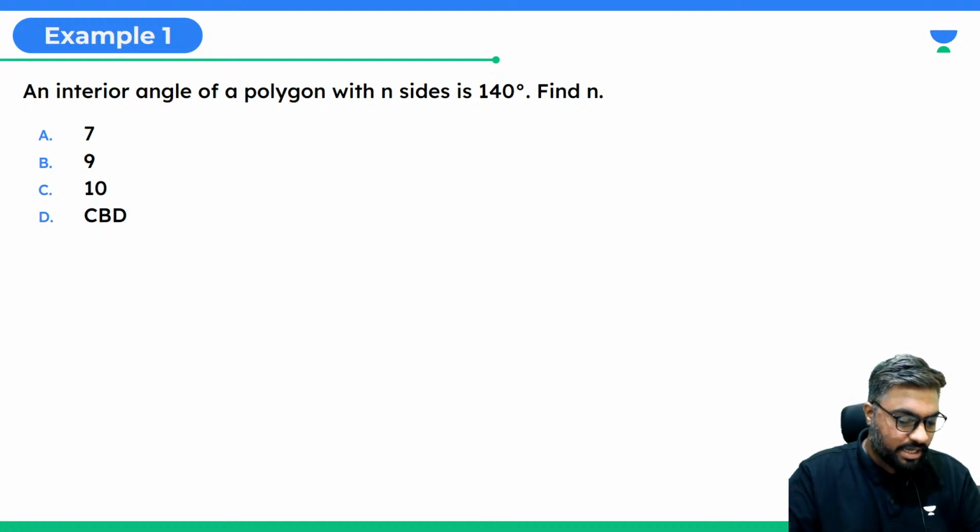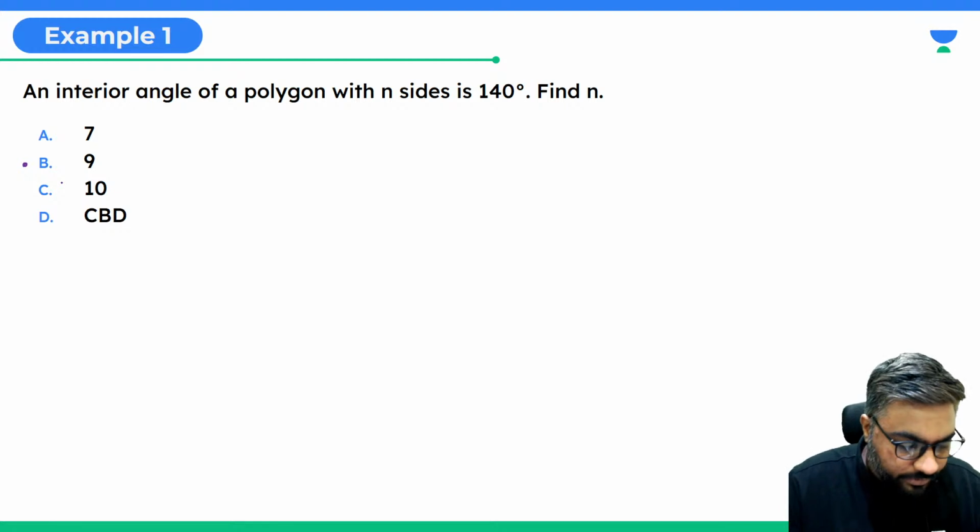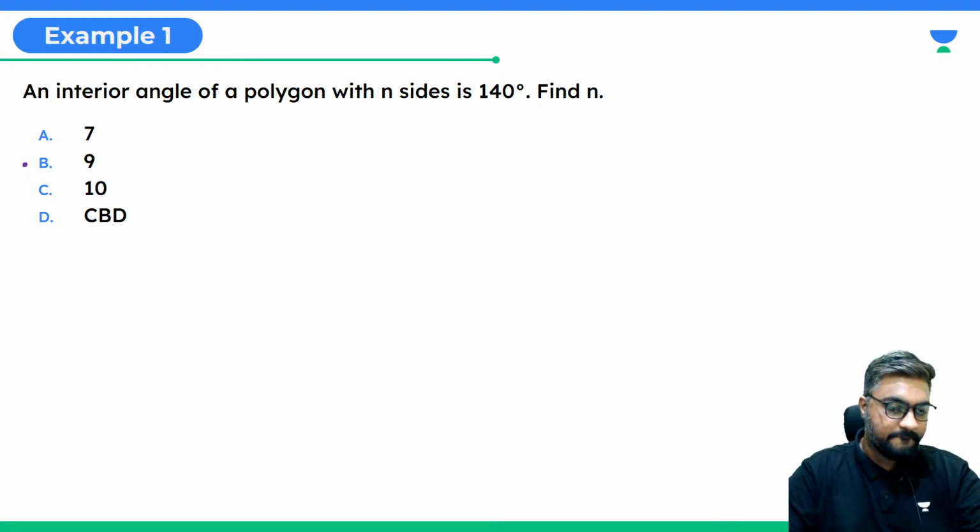Okay, so Riya and Pragya are saying 9 and B. Okay, how about others? Dinesh says B. Okay. Anyone else?